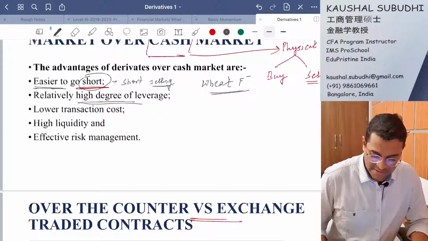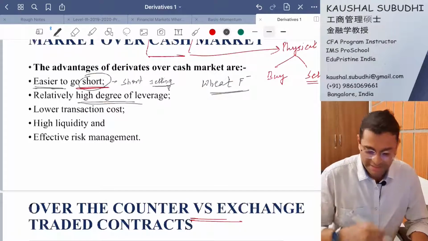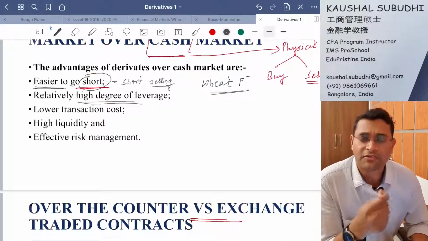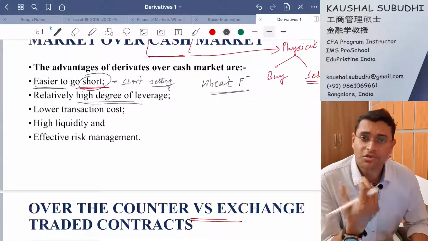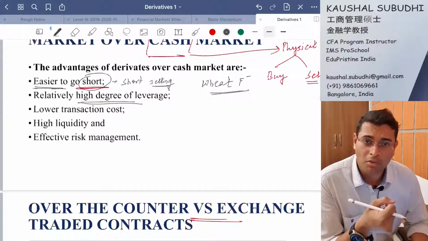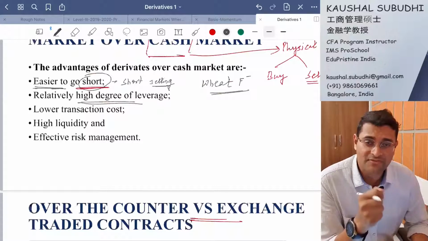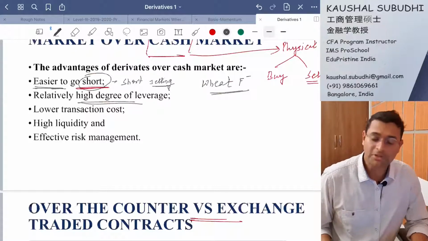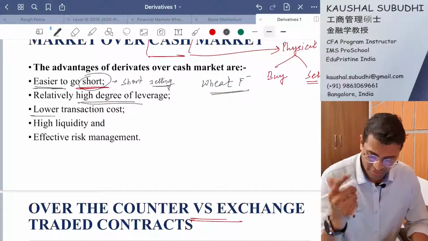Now moving on towards the other advantage, it helps in taking a higher degree of leverage. What this means is you are getting a chance to borrow from the broker and invest. This can be used only in the derivative market.